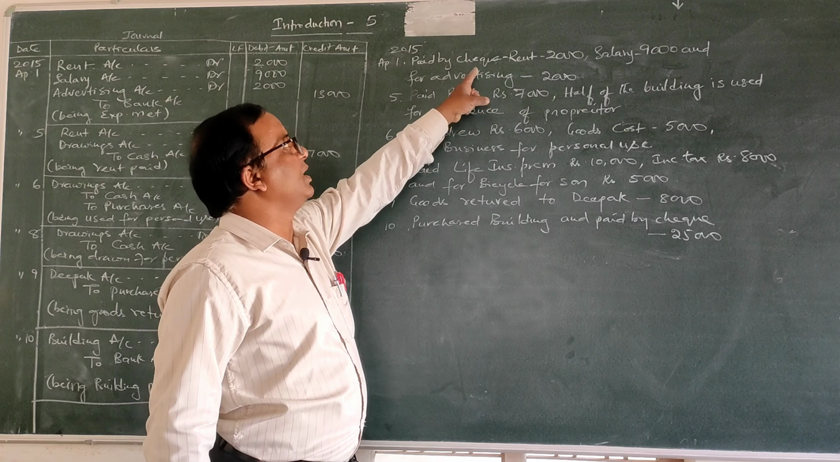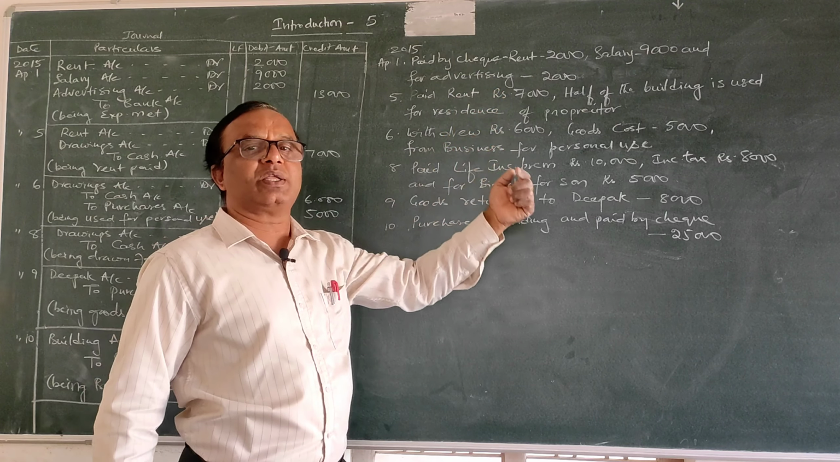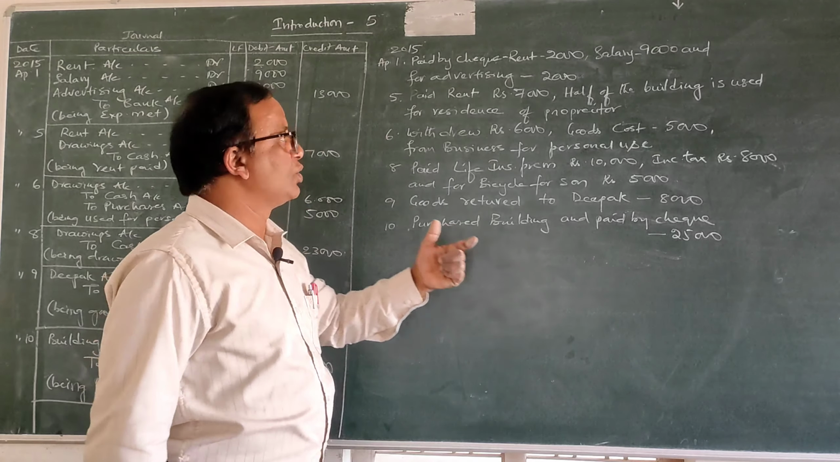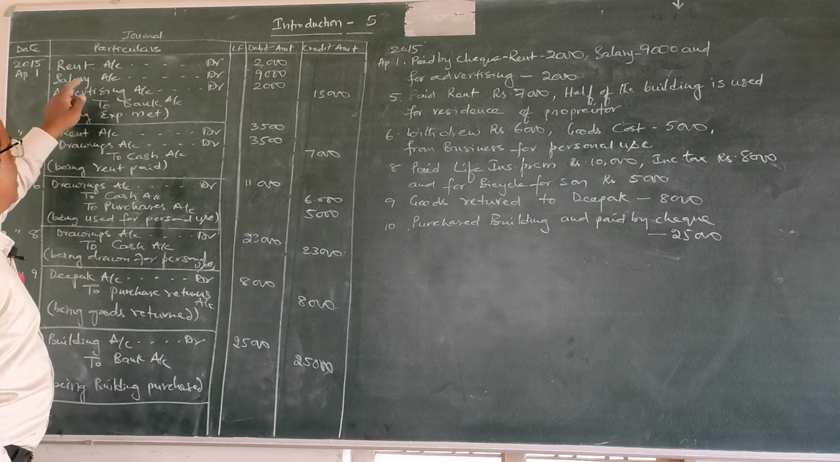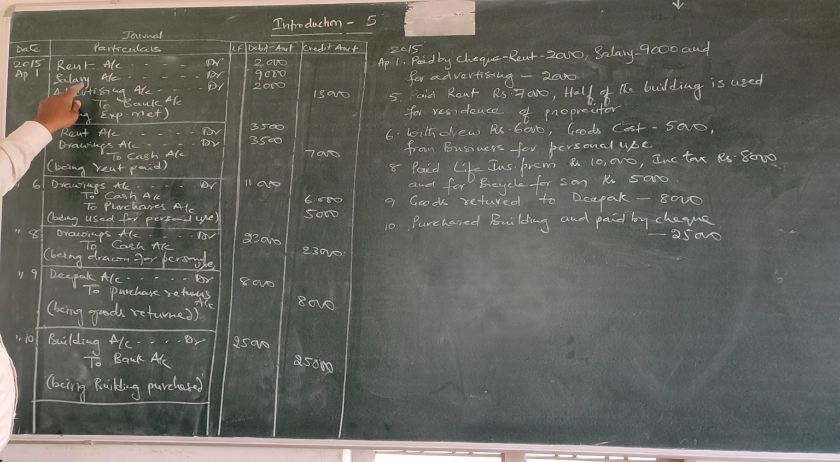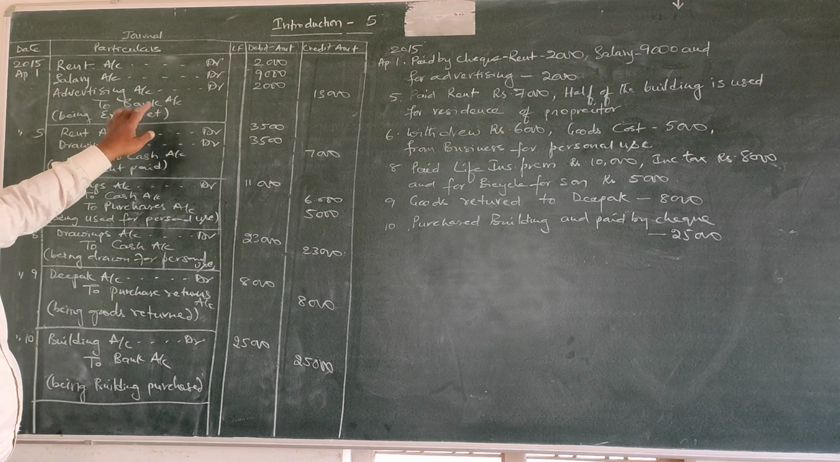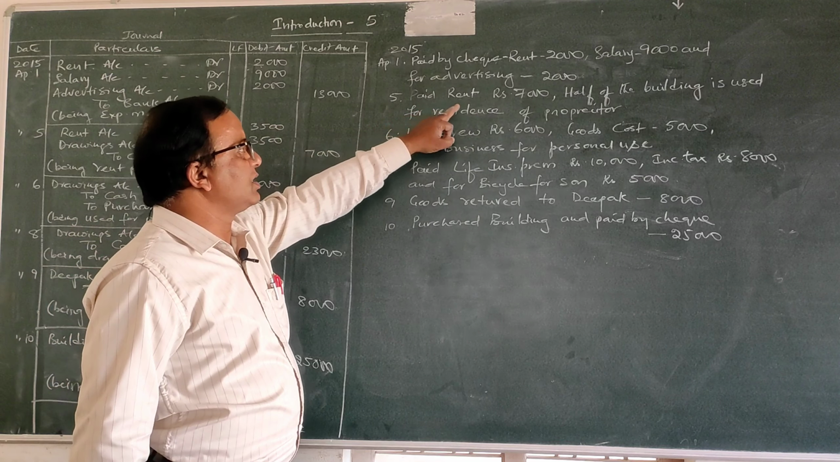And these are paid by check there. Since it is paid by check, bank is the payer there. Bank being a personal account, credit the giver. So in our entry, these three accounts we are going to debit. Rent account debit, salary account debit, advertising account debit to bank account. This is the entry we are going to write. Being the expenses met.